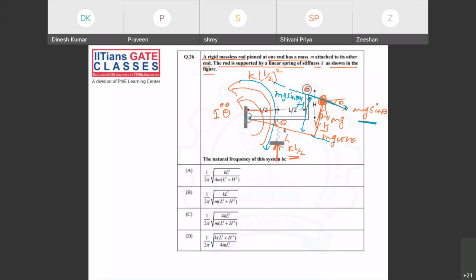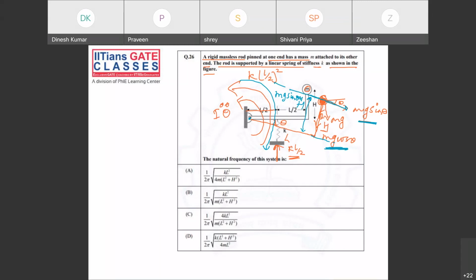It is mg sin theta into h. Now guys, look here. Other than this, there is no other force. If you talk about this mg cos theta, if theta is small it is mg, and it will be balanced by the static equilibrium. So we will not consider it in equilibrium.